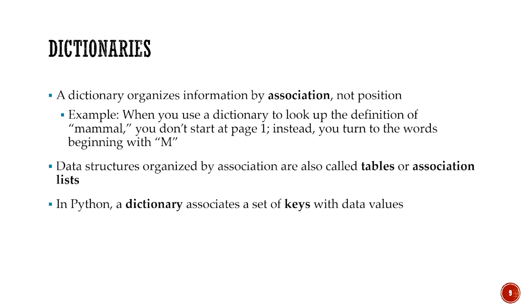It's the same story for dictionaries in Python. Data structures organized by association are also called tables or association lists. So we need a category, keys, and then some values. In Python, a dictionary associates a set of keys with data values. So we can have different keys, and then under each key, we can have different values.